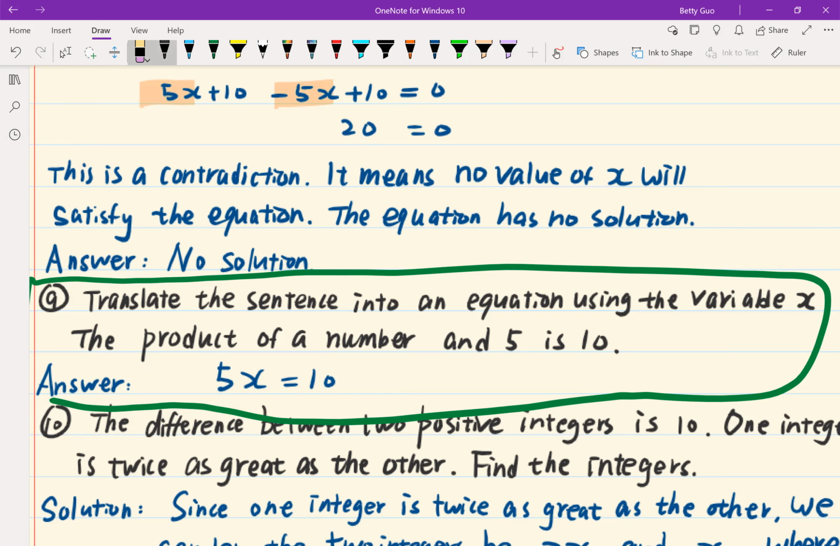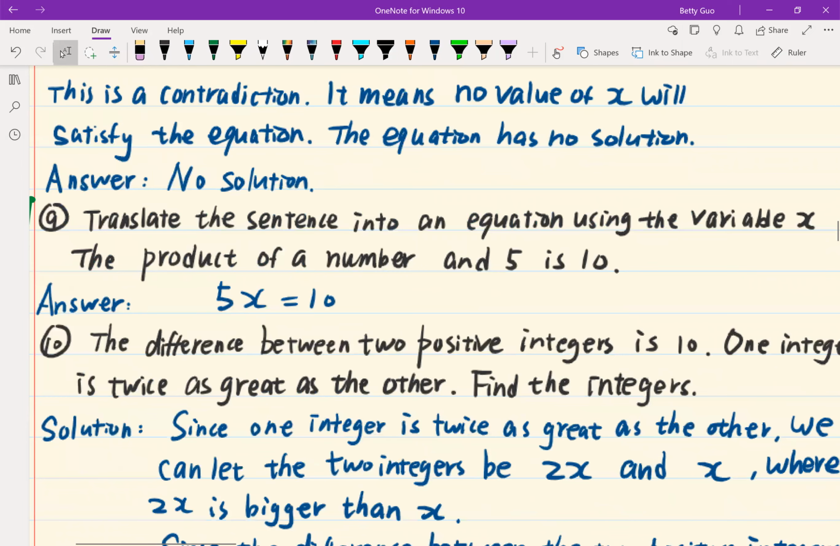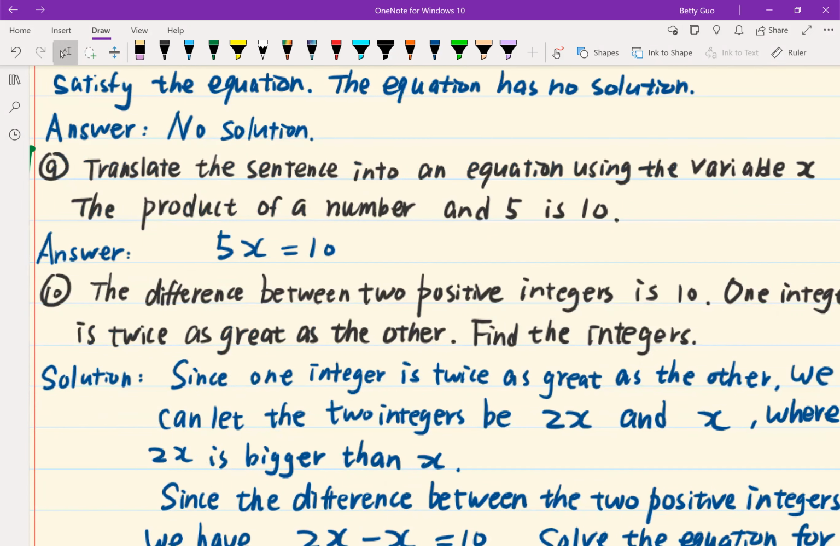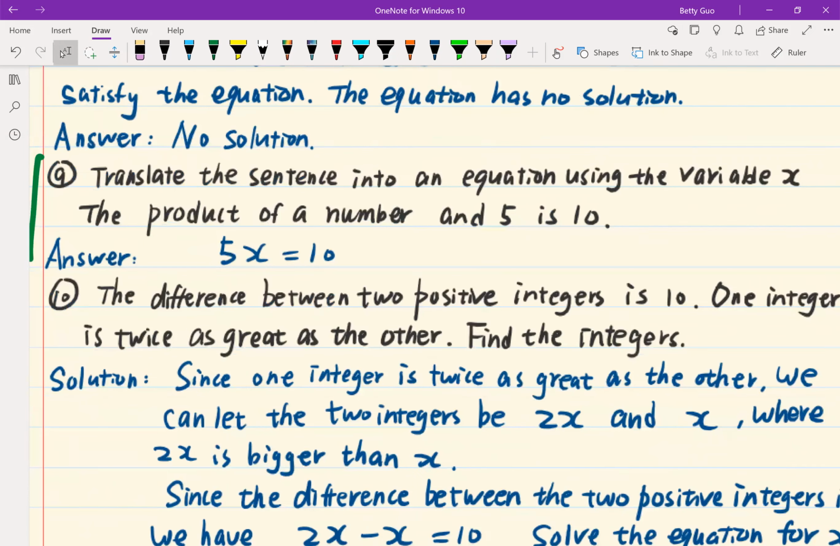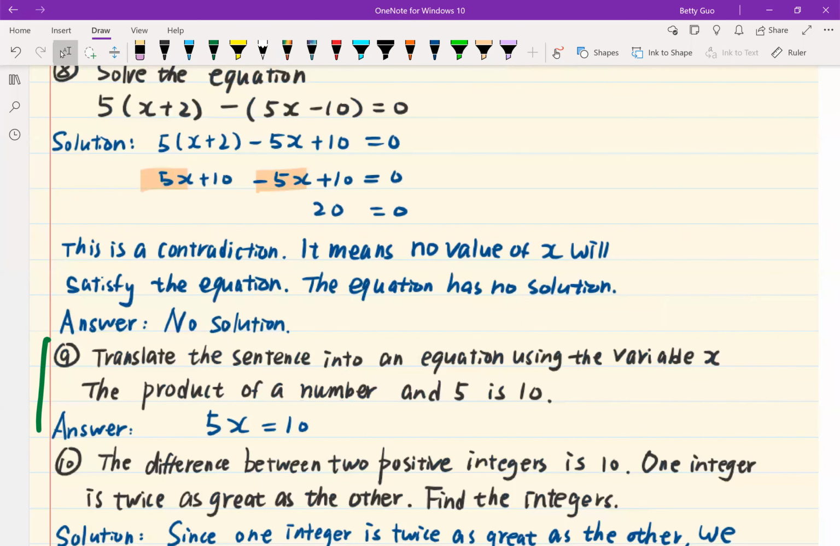Okay, number 10. Let's see number 10. Number 10 is an application problem. So I'm going to copy paste. We're going to solve it somewhere else.